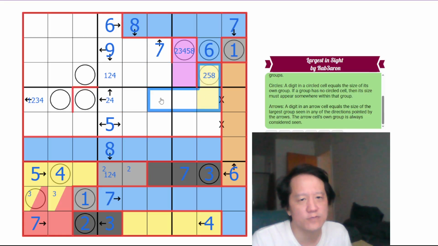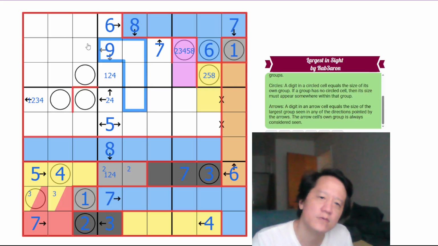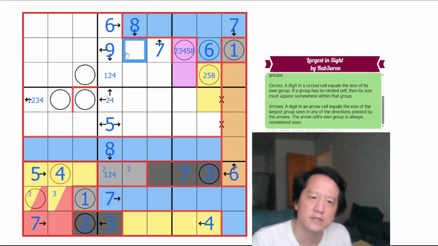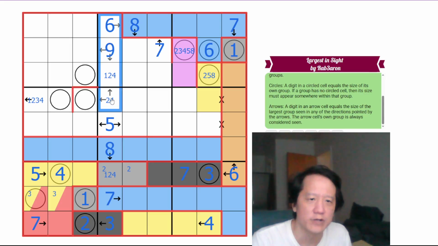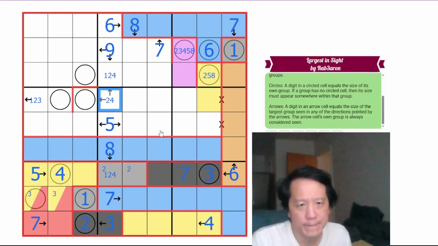1, 2, 3, 4, 5, 6, 7, 8. Or I guess 8 there. No, because this can't see... this cannot see a region greater than 4. So all of these are size 2 or 4 here.